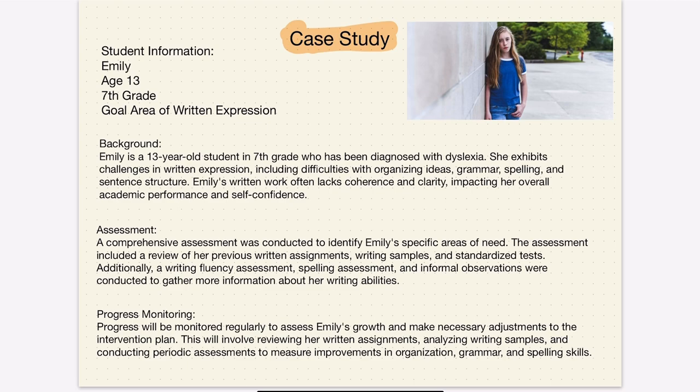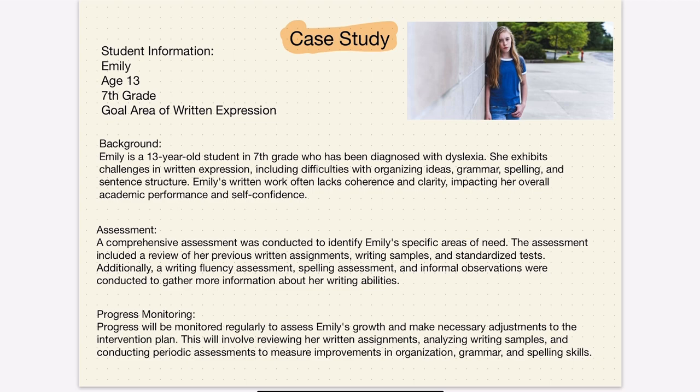So a little bit of background information on Emily and the supports that she currently has. She's 13 years old, 7th grade. She's been diagnosed with dyslexia. So she has challenges in academic settings related to written expression, and that includes difficulties organizing her ideas, with grammar, with spelling, and with sentence structure. So her written work often lacks coherence and clarity, and it impacts her overall academic performance and her self-confidence.